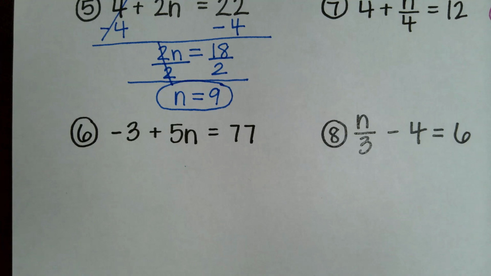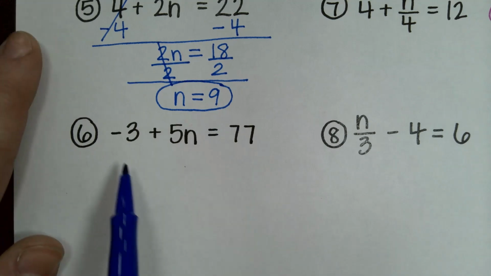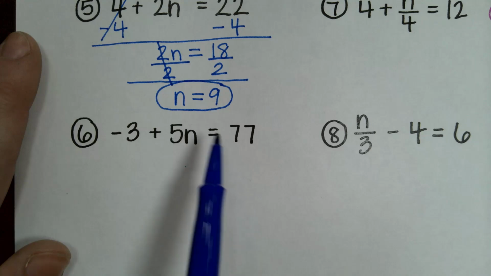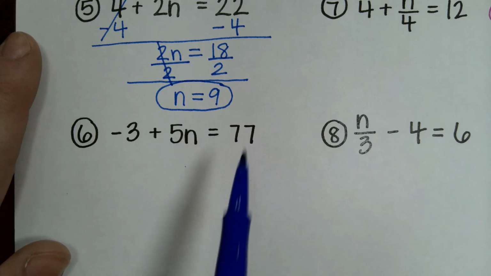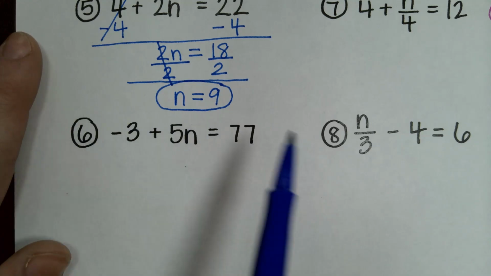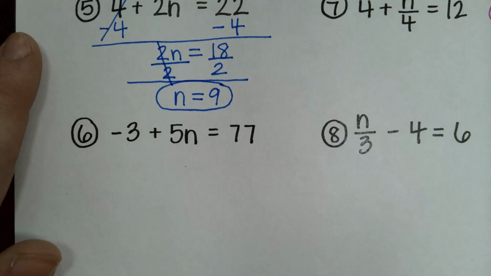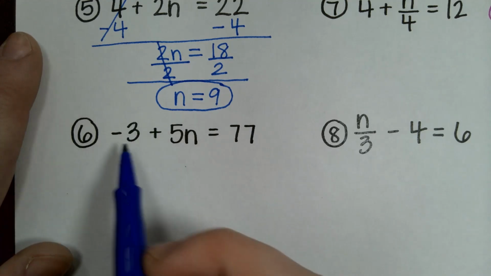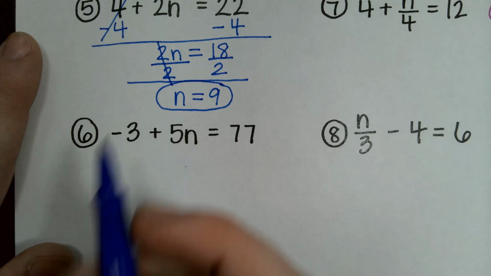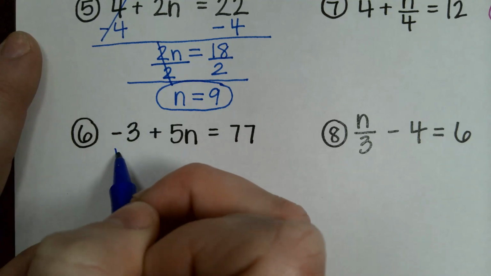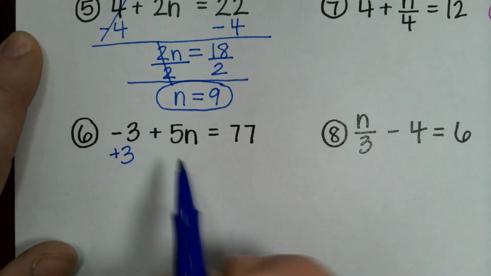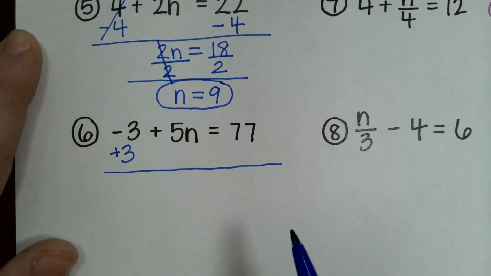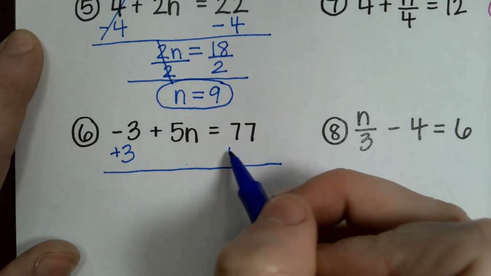Now I have something that might look a little bit trickier. I have -3 plus 5n equals 77. What do I need to do here first? Add 3 on each side. Yes, we want to add 3 on both sides because we have a -3 here. So to cancel out a negative number, we're going to put a positive number under it. So plus 3. And then where else do I add 3? Under the 77. Yes, under the 77.